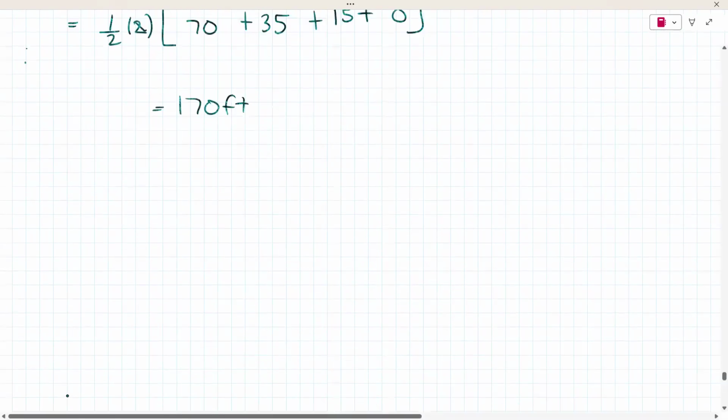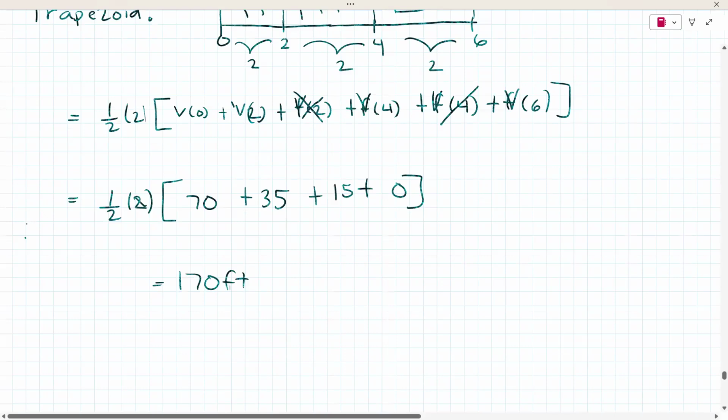Okay, so 168 and 170 are very close. They were the most accurate, right?